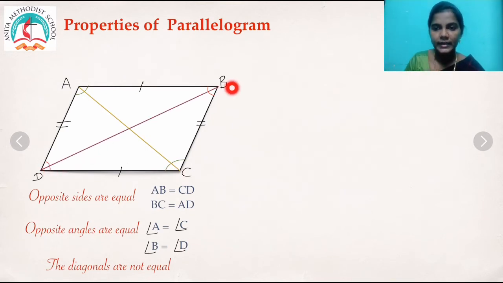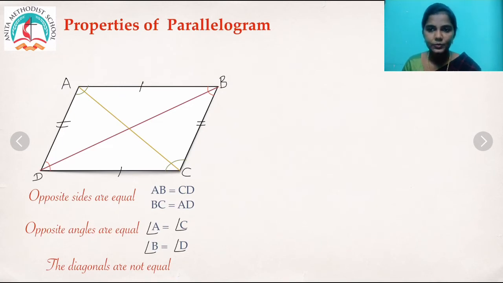Can I repeat? The first property, it has 4 sides and 4 vertices. The second property, opposite sides are equal. The third property, opposite angles are equal. And the fourth property is the diagonals are not equal.